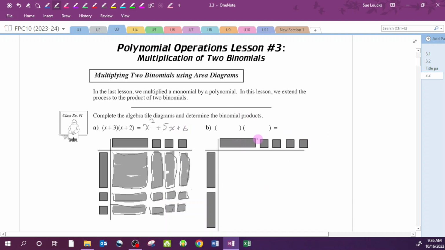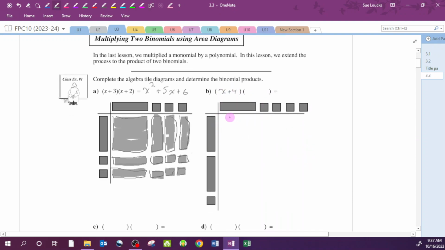Over on this side, we are going to multiply x plus 4 times 2x plus 1. Now, does it matter which one you put across and which one you put down? Not at all. I generally put the one that's going to take up more space across the top just because it takes up less paper that way, but it doesn't matter at all.